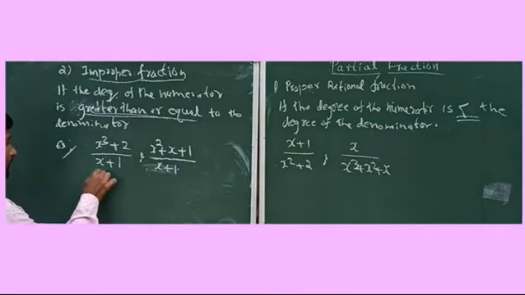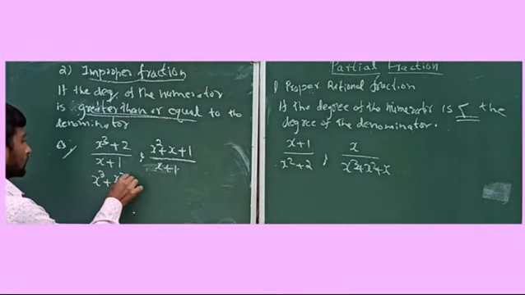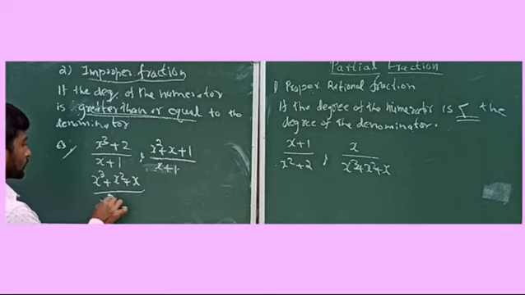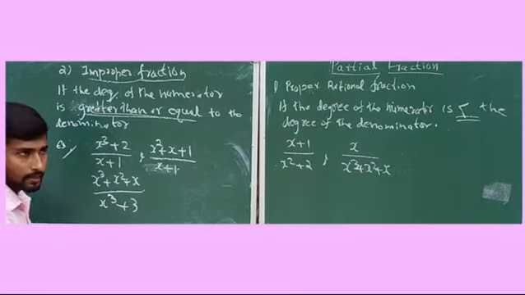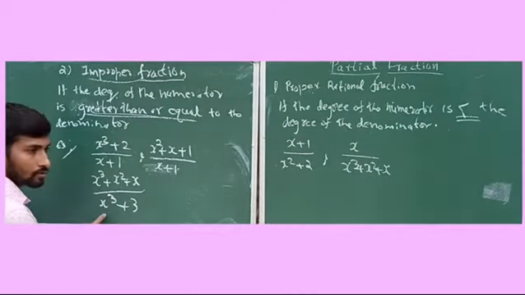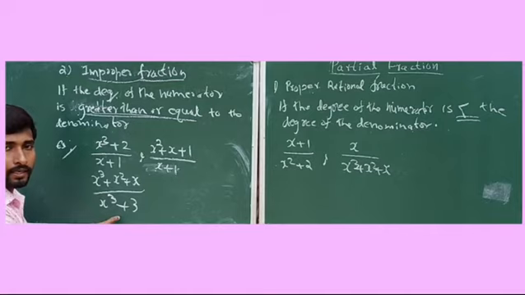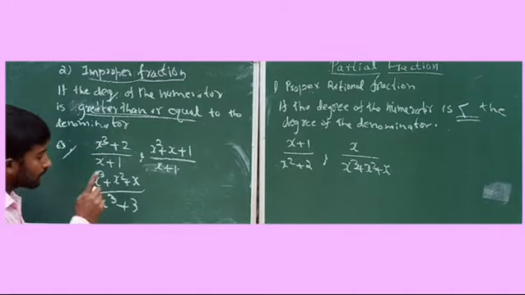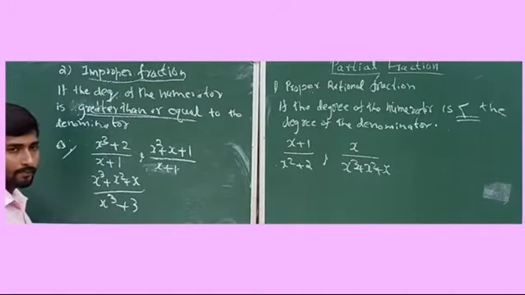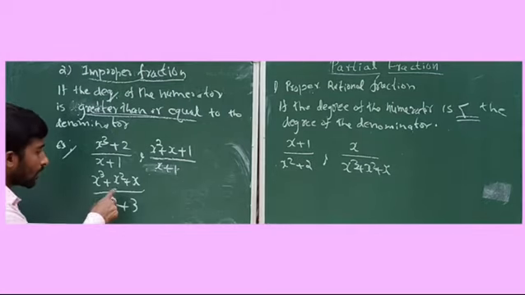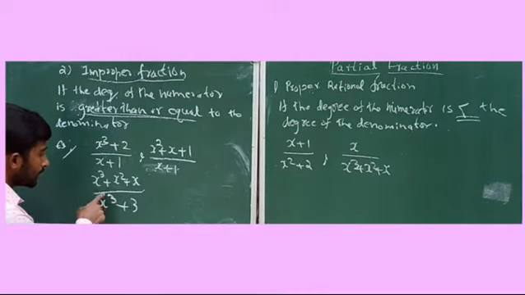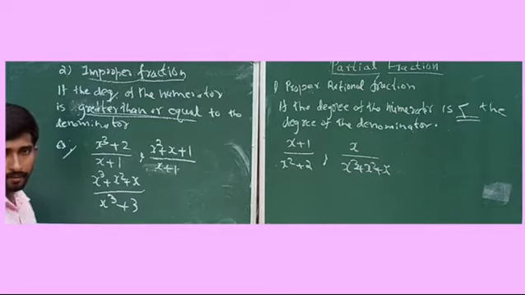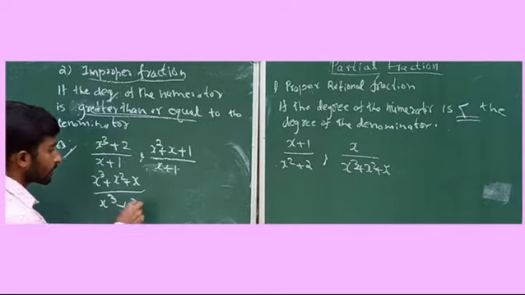Next example, see, x cube plus x square plus x divided by x cube plus 3. What is the degree of the numerator? Degree of the numerator is 3. Degree of the denominator also 3. Degree of the numerator is equal to degree of the denominator. Again see, this is an example for improper fraction. Proper fraction means degree of the numerator must be less than the degree of the denominator. Here degrees are equal, therefore it is an example for improper fraction.